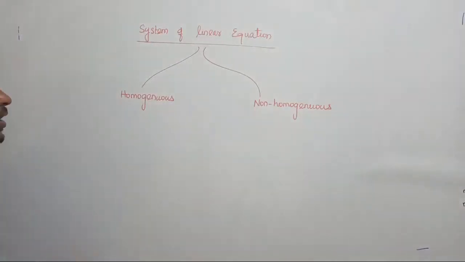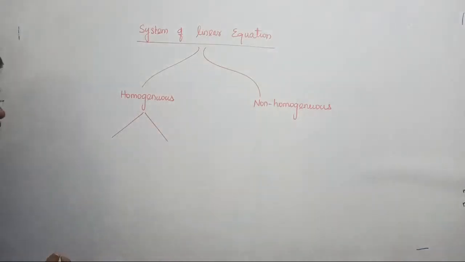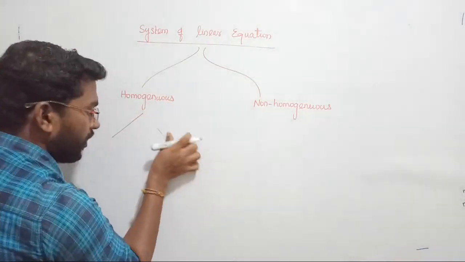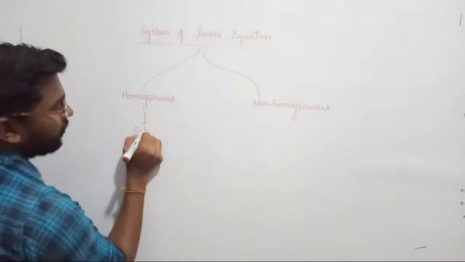Okay. In a homogeneous system, we are going to get two types of solutions, right? Anyway, generally I will define. I said here only one solution will be available. Under that solution we have two categories.